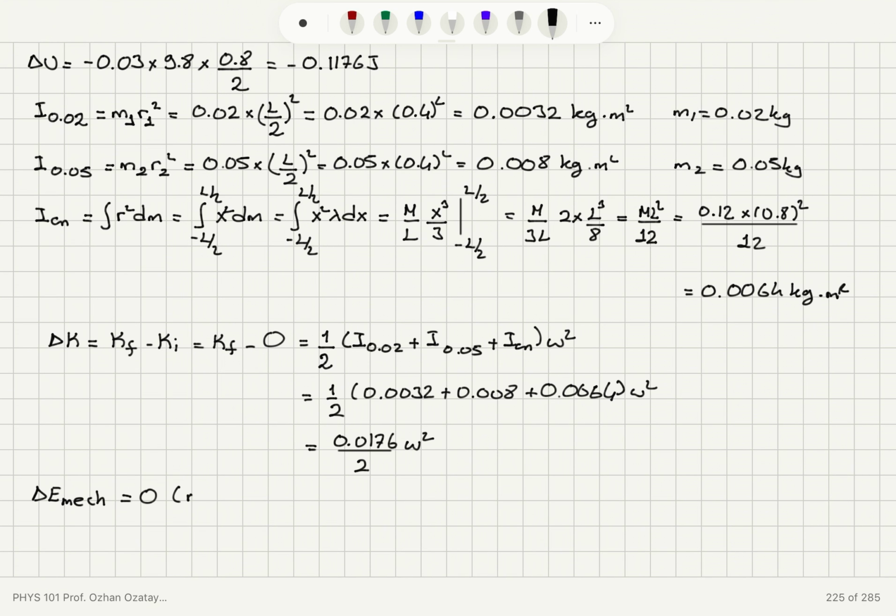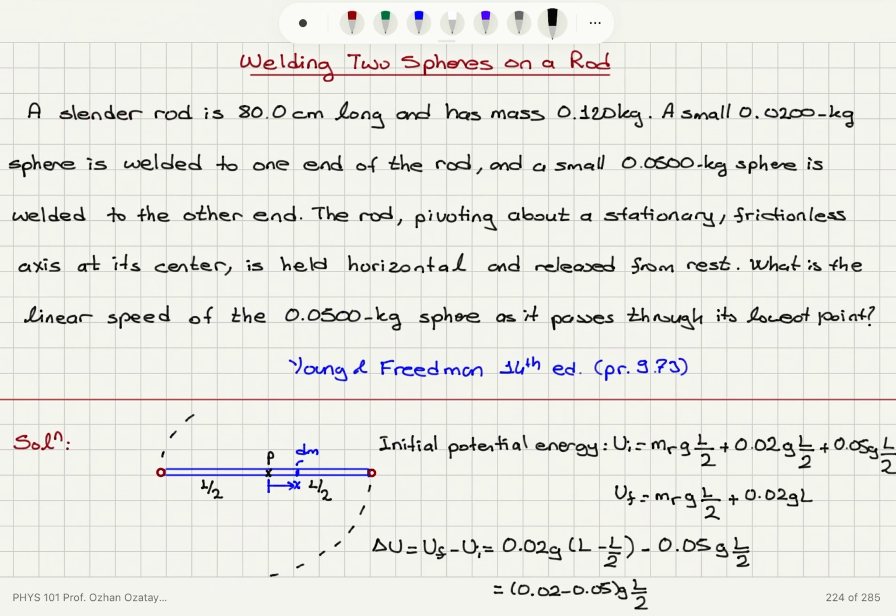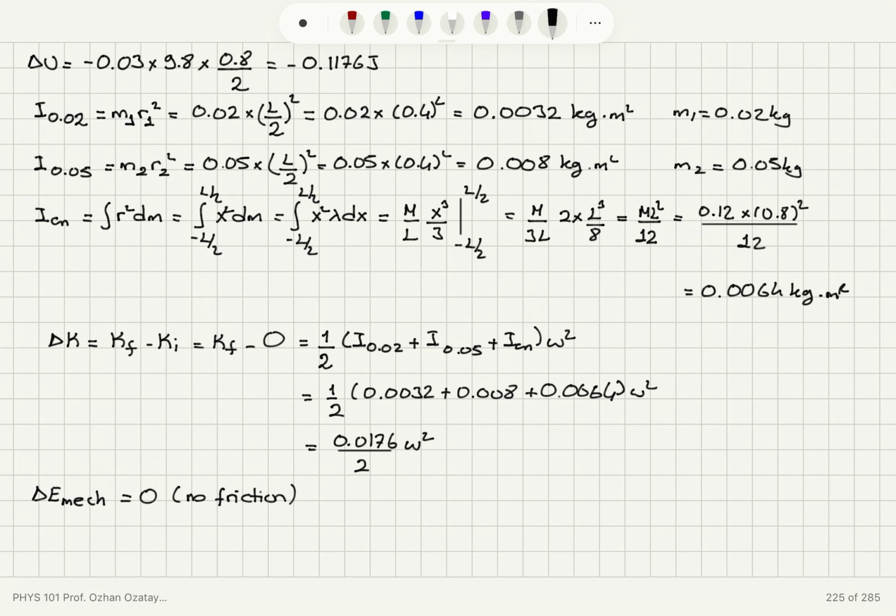Energy is conserved. Why? Because this is a frictionless axis. Remember that it is rotating about a frictionless axis at its center. So energy conservation applies. Therefore, the change in kinetic energy must be equal to minus the change in potential energy. So we have the change in the kinetic energy.